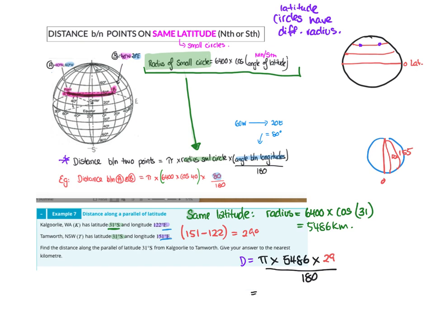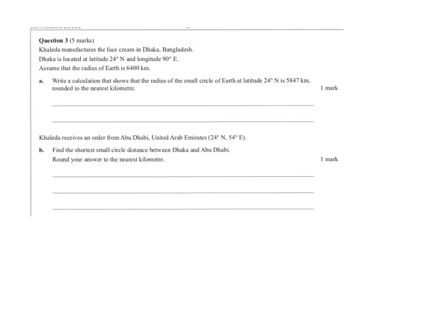So we can do that on the calc, and we get 2777 kilometers. Okay, so just be careful. See how these are both east, you would just minus them. If one's east and one's west, you add them to find the difference between them. Okay. All right, so last one, let's go through this exam question.